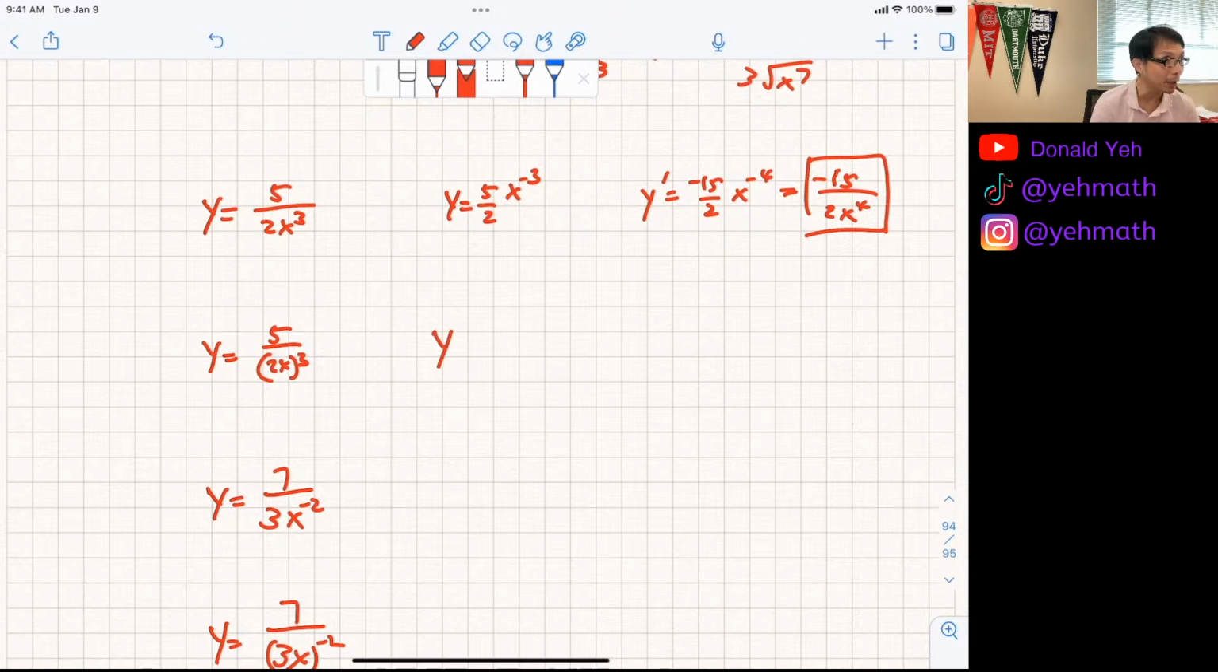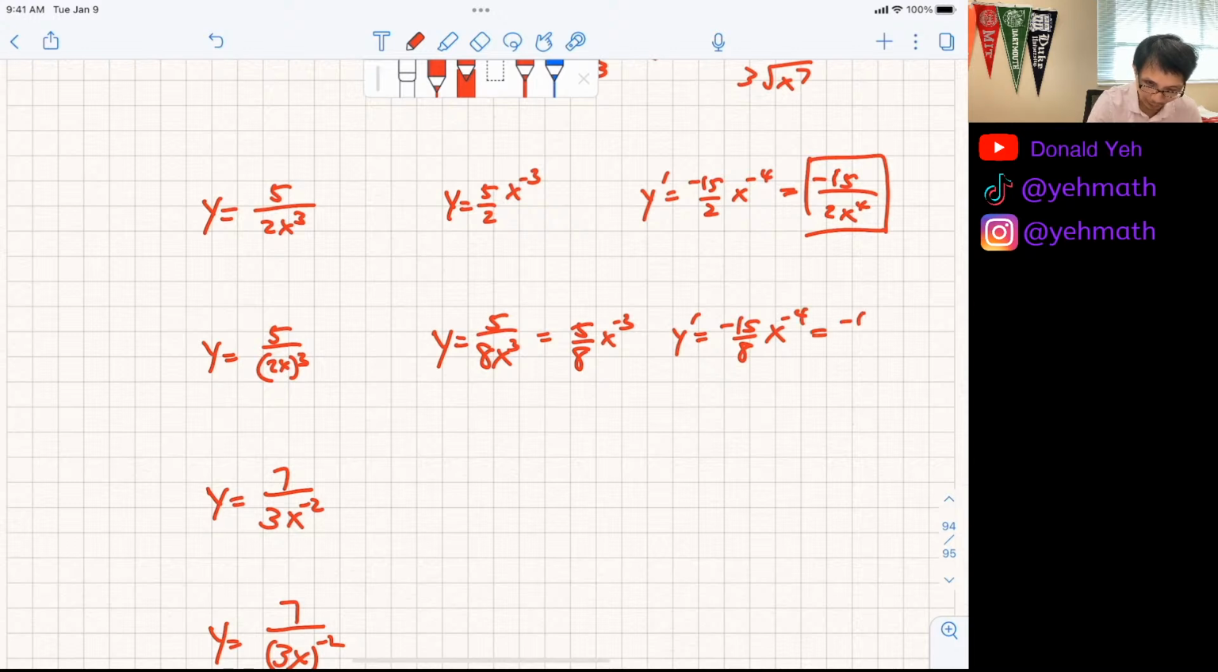That's where you write it as. What is 2x to the third? Yeah. 8x to the cube, because the third power is applied to 2 and x, right? Can I rewrite that as equal to 5 over 8x to the negative 3 in the numerator before I take a derivative? Y prime is equal to negative 15 over 8x to the negative 4, or negative 15 over 8x to the 4th.